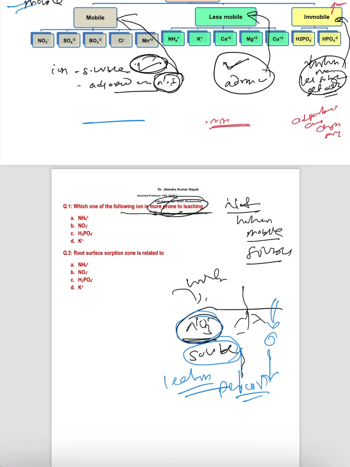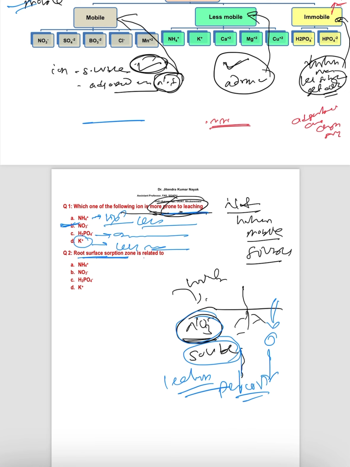So which nutrient is highly mobile in nature? This is a positive ion, so there is a chance of fixation, and so it is less mobile in nature. H2PO4 is immobile in nature. K plus, that is potassium, is also adsorbed by the surface, so it is less mobile in nature. So the nitrate ion is highly mobile in nature, it is not adsorbed over the clay surface, and it is also highly soluble, hence it is more prone to leaching.